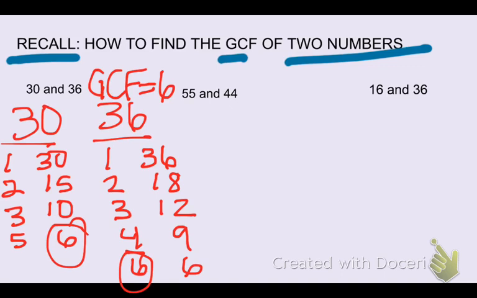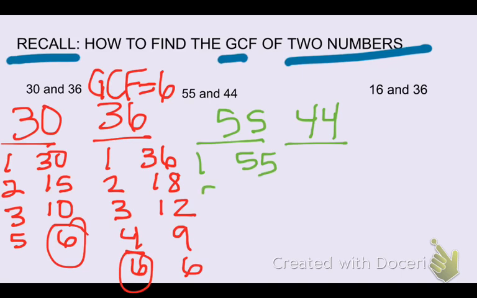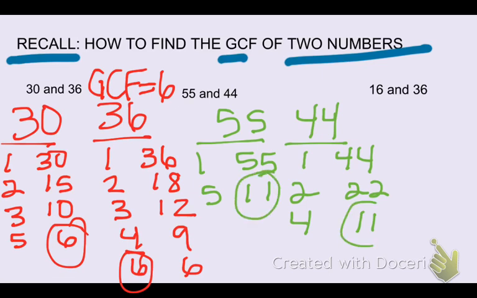Let's do 55 and 44. For 55, I have 1 multiplied by 55 and 5 multiplied by 11. All right, for 44, I have 1 multiplied by 44. And I know that 2 goes into this because it ends in a 4, which is an even number. So 2 multiplied by 22, 3 doesn't go in evenly, and then 4 multiplied by 11. So the GCF of 55 and 44 we can say is 11.